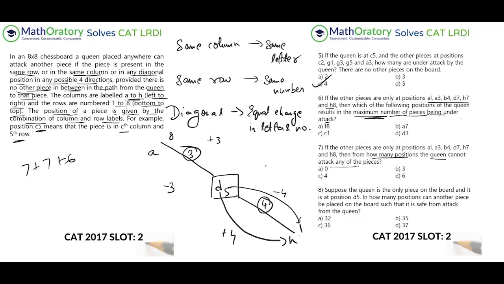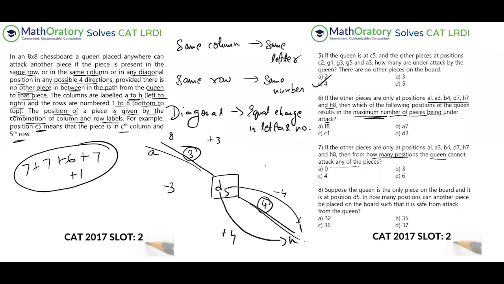So effectively what we know is in this diagonal, apart from this square, there are 3 on this side and 4 on this side. So that makes 7 more squares which are under attack. So these are the squares which are under attack from the queen. Don't forget the square that the queen is on. The queen cannot attack herself. So there are a total of these many squares which the queen may attack or is occupying herself.